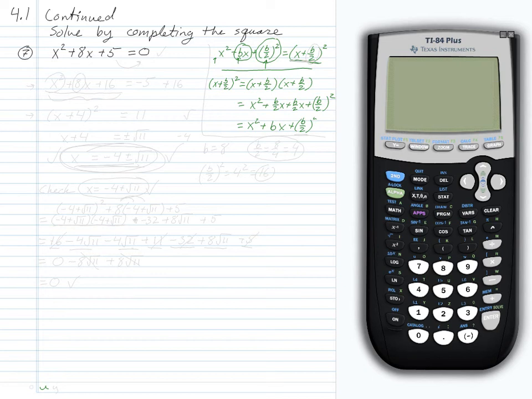So the way that we complete the square, or solve quadratic equations specifically by completing the square, first we'll move that 5 over to the other side. Get that out of there, move the constant over on its own.